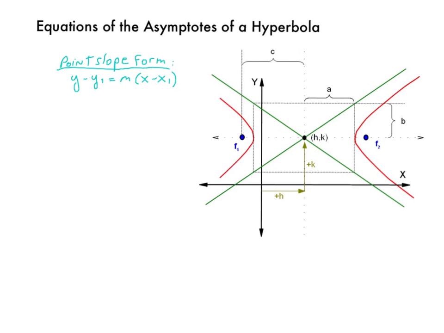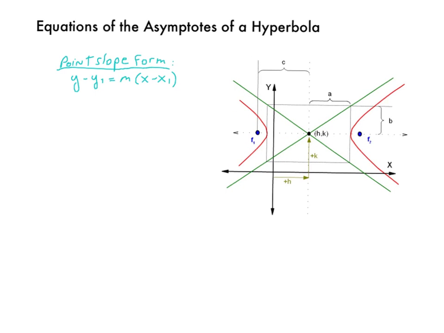If you notice here, when your hyperbola is facing this way, where the transverse axis is parallel with the x-axis, then the slope for the asymptote is either going to be up B over A, or down B over A. So that would be the slopes for these two lines. And we also need to know an xy point. If you notice, they both have the same center in common, the H, K.